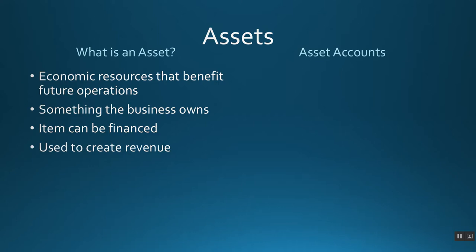And the asset in the company is used to create revenue. It is used to create revenue. So what type of assets do we have? Well, the first one is my fave, and hopefully it's yours too. Cash. Accounts receivable.